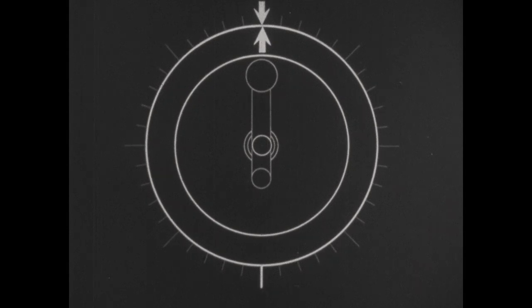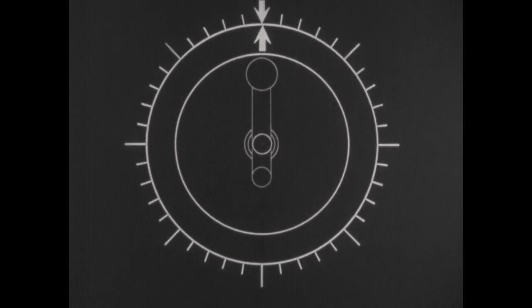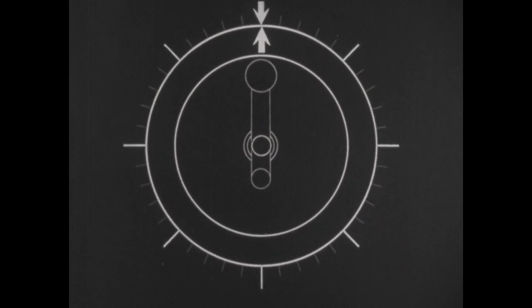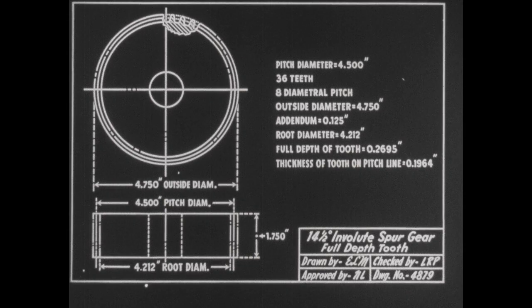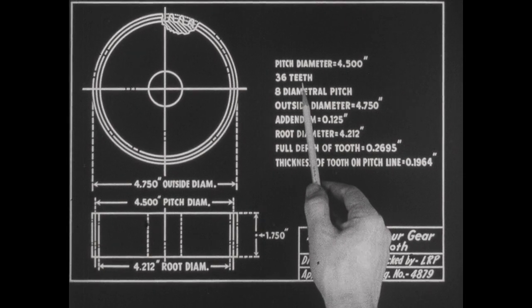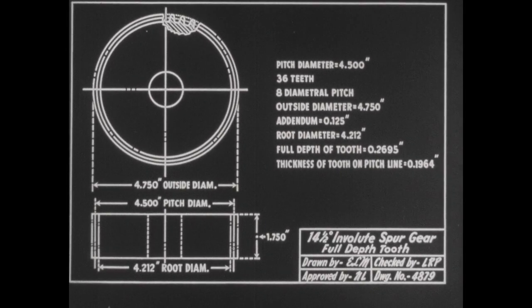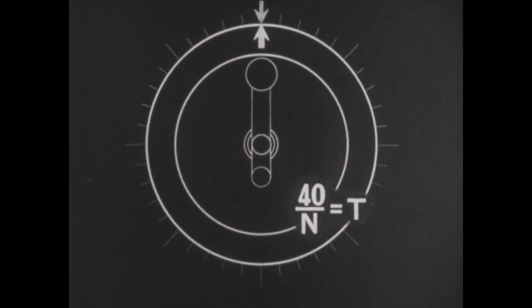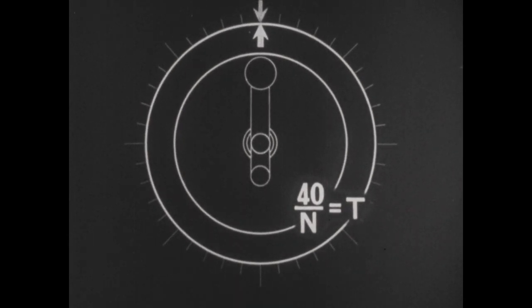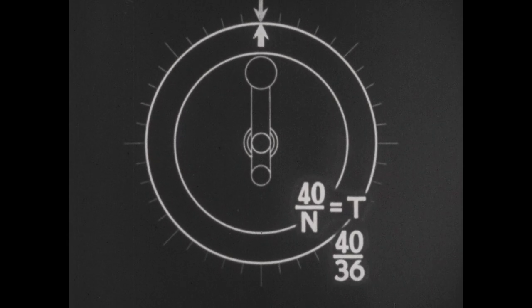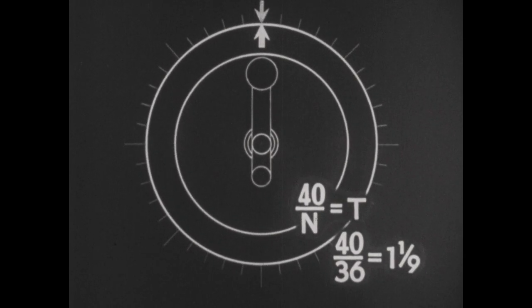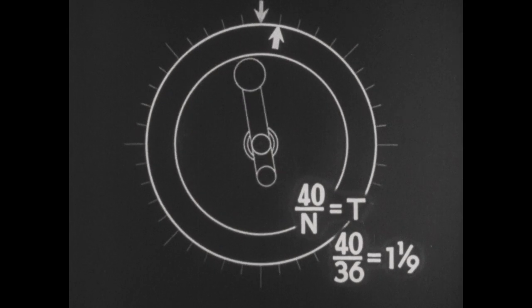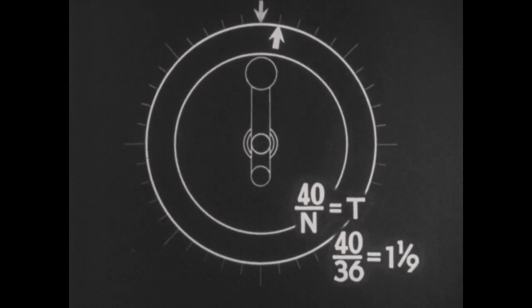Up till now, we have only considered making cuts in numbers that go into 40 evenly. But this job calls for 36 teeth, which means making 36 cuts. From the formula, 40 over n equals T, 40 divided by 36 equals 1 1/9 turns. After making the 1 full turn, the problem is to make the additional 1/9 of a turn and make it exactly.